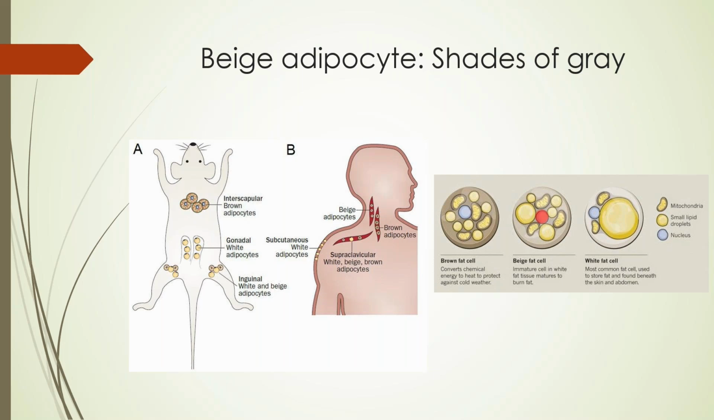But definitely you have more beige in the body than the classical brown in humans. So these are places where beige, white and brown all can be found at the same place, and these are subcutaneous white adipocytes which can be converted into beige upon cold stimuli, and these are the classical brown adipocytes, and these are the pure beige adipocytes also in humans.